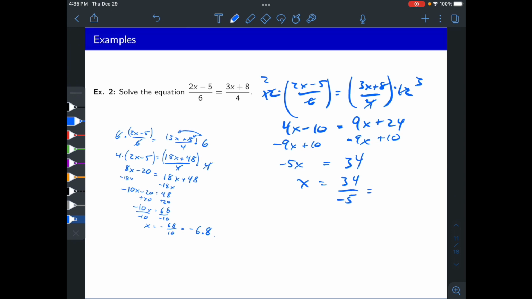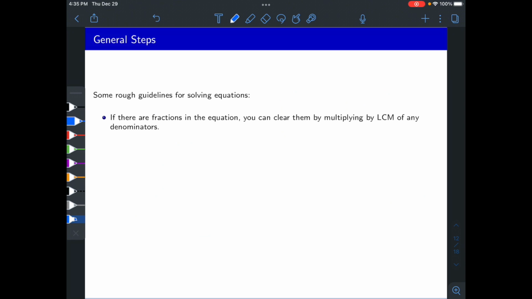which is the same. So if you wanted this to be a decimal, you could make it a fraction out of 10, and all of a sudden you can see that this is the same answer that we got before. Okay, so anyway, you can clear out fractions by multiplying by the least common multiple, or by cross multiplying, however you want to do that.